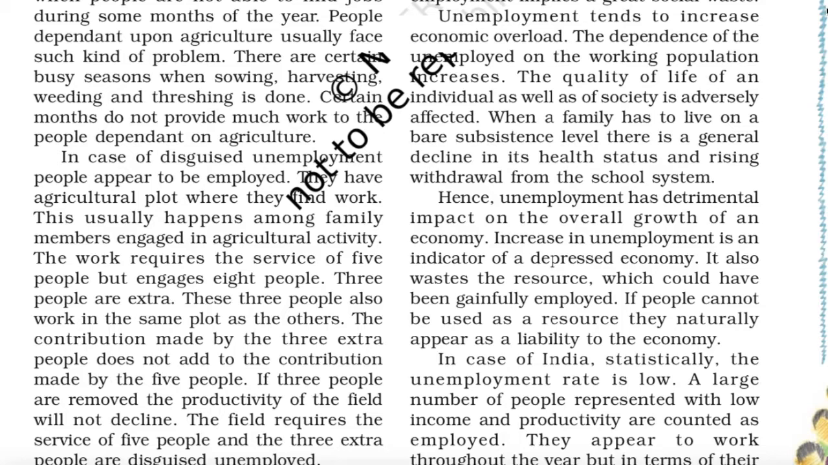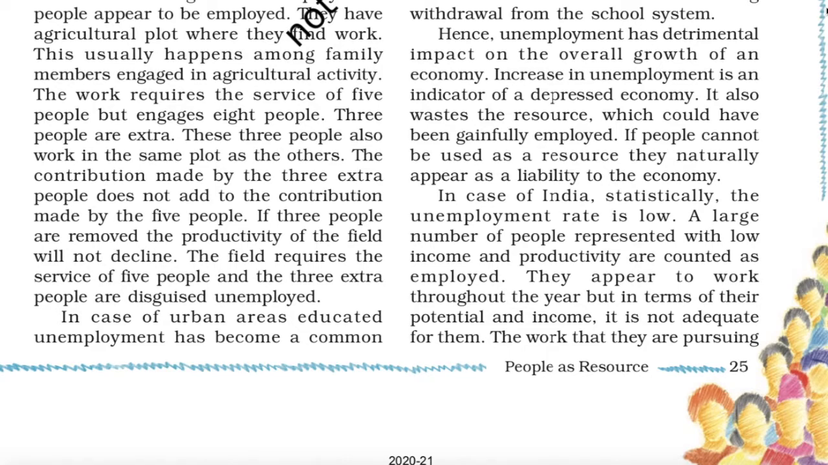In case of disguised unemployment, people appear to be employed. They have agricultural plot where they find work. This usually happens among family members engaged in agricultural activity. The work requires a service of 5 people but engages 8 people. 3 people are extra. These 3 people also work in the same plot as the others. The contribution made by the 3 extra people does not add to the contribution made by the 5 people. If 3 people are removed, the productivity of the field will not decline. The field requires a service of 5 people and the 3 extra people are disguised unemployed.